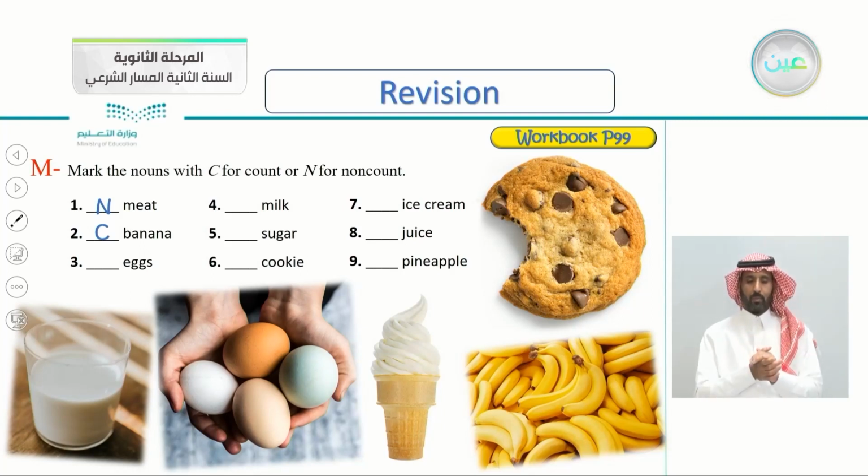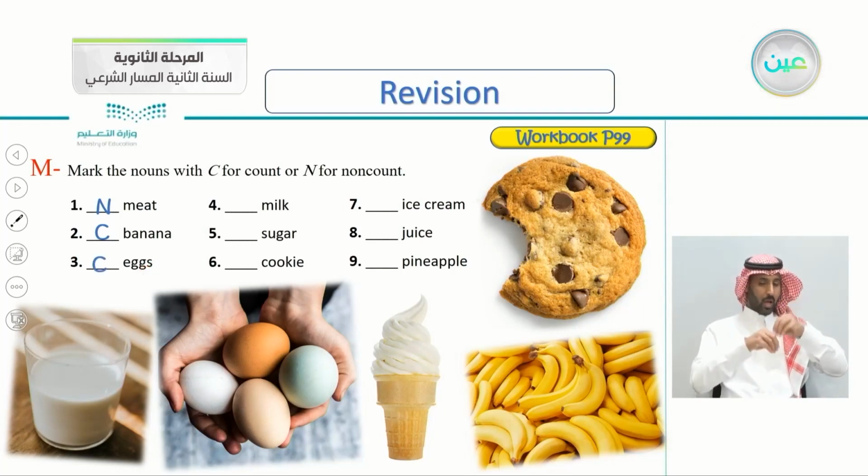What about eggs? Eggs, from the word itself, you can see the S here. One egg, two eggs, or as in the picture here, 4 eggs. Number 5, milk. Do we say milks? Of course not. We say a glass of milk, 2 glasses of milk, and so on. But the milk itself, it's non-count.